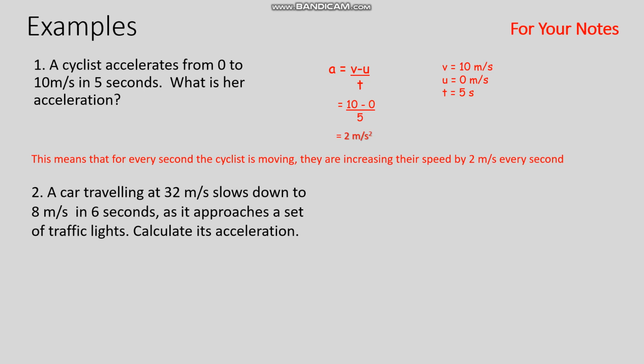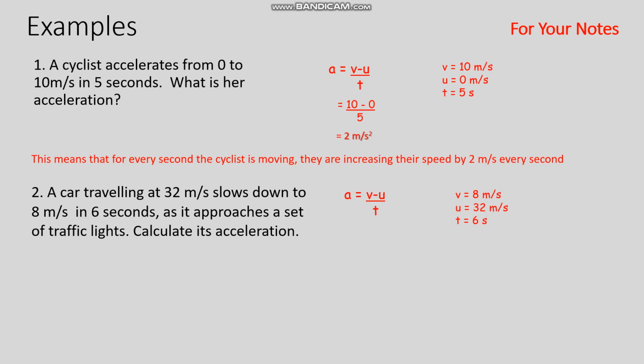A car travelling at 32 meters per second slows down to 8 meters per second in 6 seconds as it approaches a set of traffic lights. Calculate the acceleration. Now we're going to do the same sort of idea here, making sure that we're using the symbols that we used earlier. So final velocity is 8, initial velocity is 32, time taken is 6 seconds. Notice the final velocity, 8, is smaller than the initial velocity, 32. So it's slowing down, or decelerating.